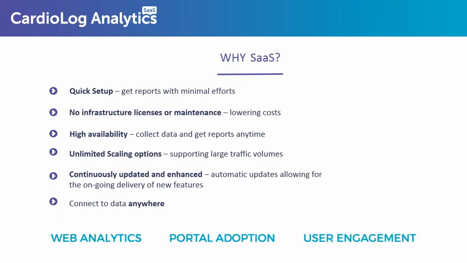So starting with the advantages of using a SaaS solution in general. So first, quick setup. In order to get started with CardioLog Analytics SaaS, all you need to do is install an add-in or a WSP solution to the site collections that you want to track. And that's basically it. From this point, you'll start monitoring data and get your analytics ready. So you don't need to install anything on-premise. You don't need to prepare servers, prepare a database, or run any installers. This is a very simple and quick setup.